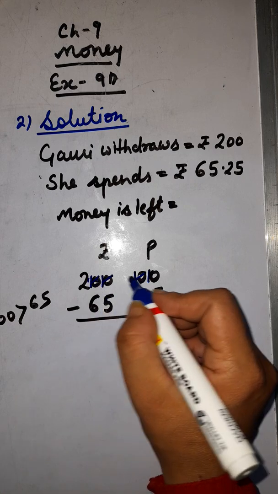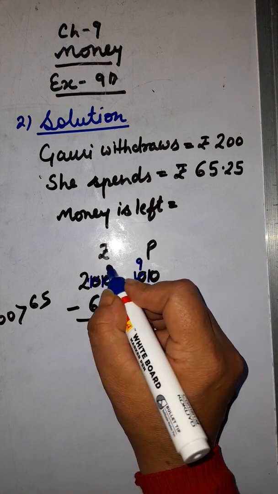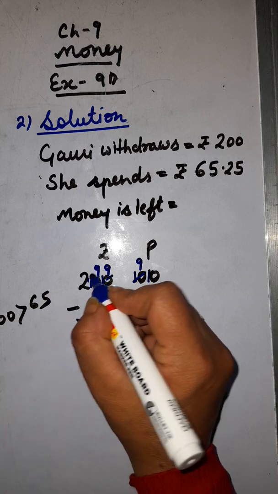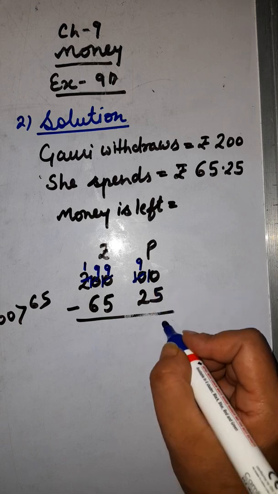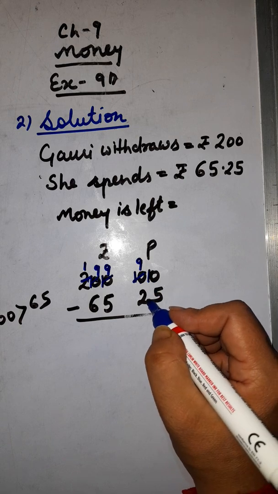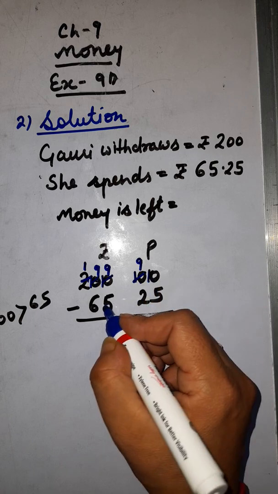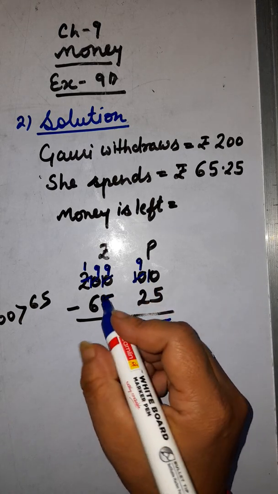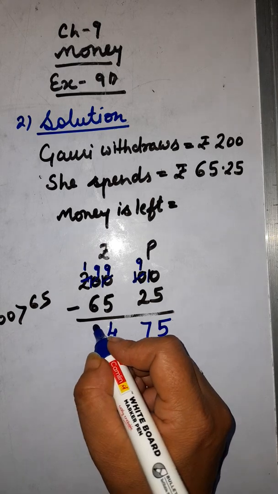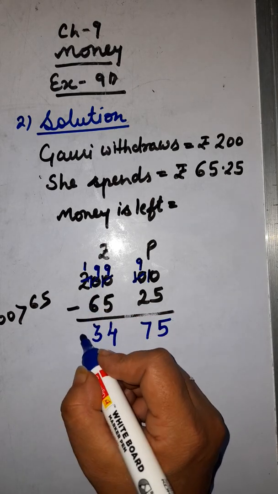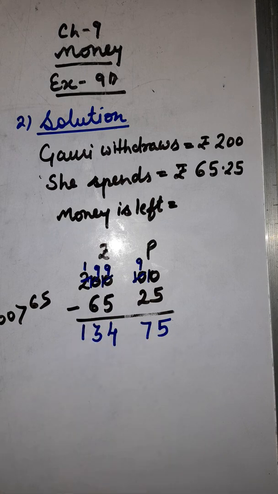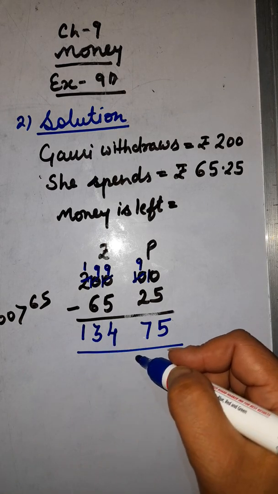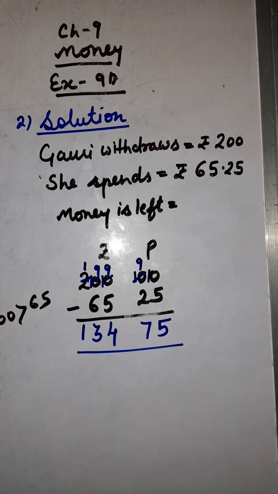Now all the 10s that gave will become 9. Okay, now this 2 will become 1 here. So 5 from 10 will get here 5. 2 from 9 will get here 7. 5 from 9 will get here 4. 6 from 9 will get here 3. And in the place of 1, no digit over here, so we'll write 1 as it is. Now the answer is rupees 134 and 75 paise.